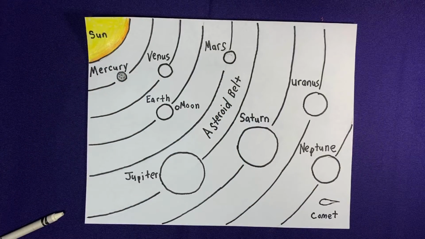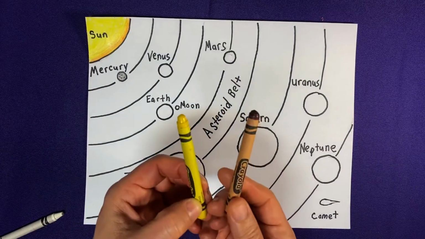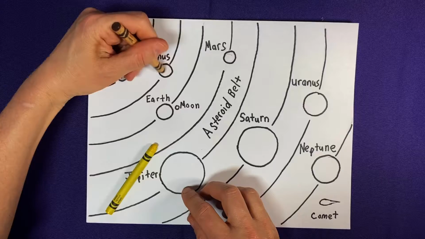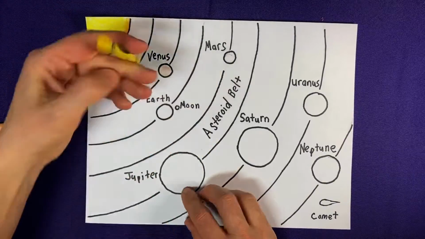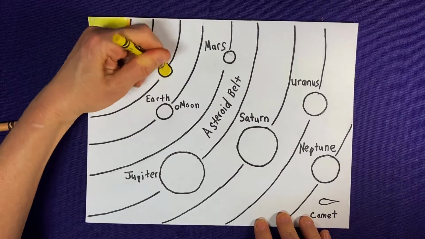After I finish with Mercury, next up is Venus. Venus is slightly smaller than the Earth and is the hottest planet in our solar system. I'm going to color Venus with a little brown and yellow on top.